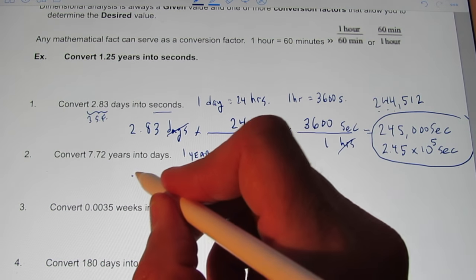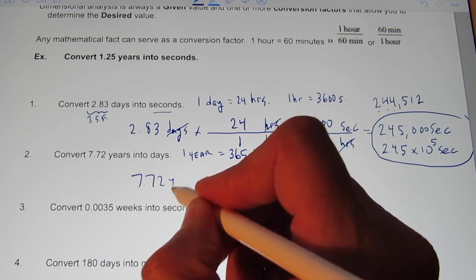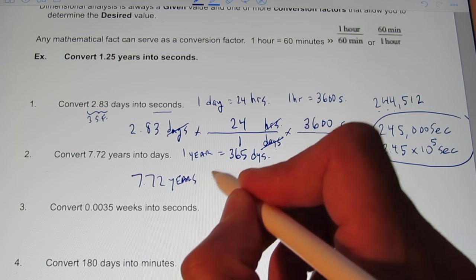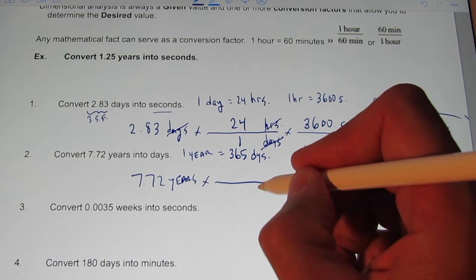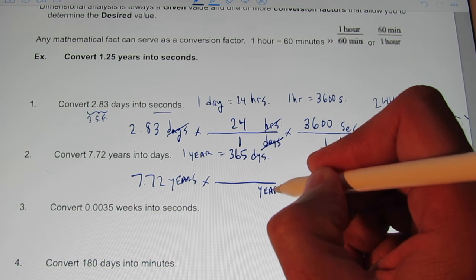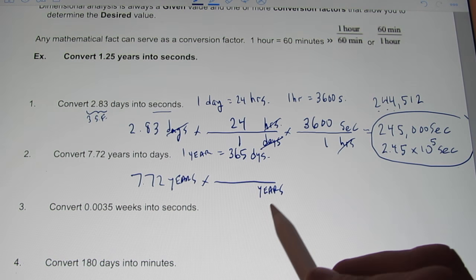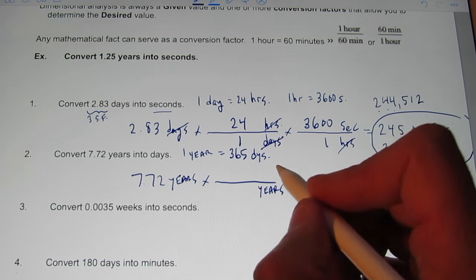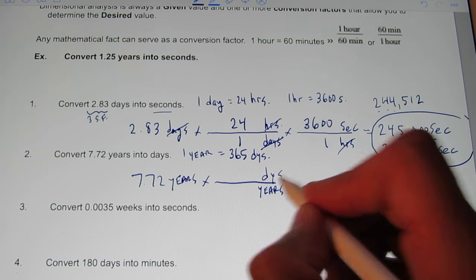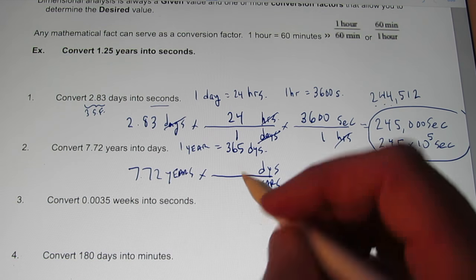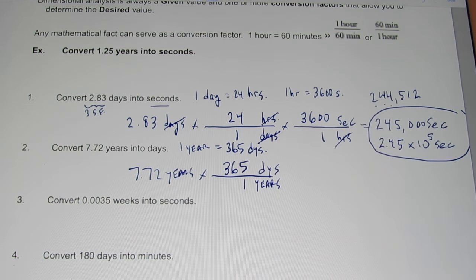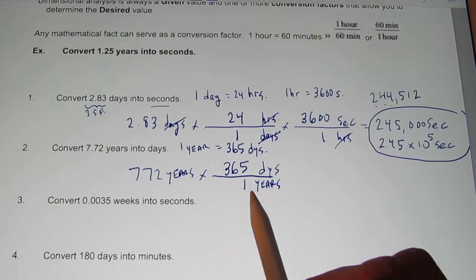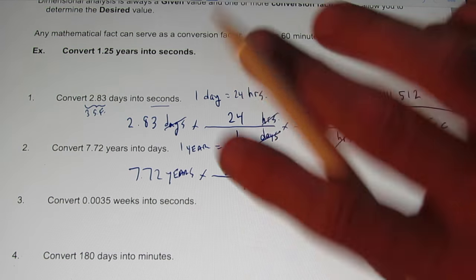So we're going to start with 7.72 years. We're going to multiply by a conversion factor. We're going to put years on the bottom. Always include your units. Don't just put numbers down here. Put the unit down. And we want to hop into days. What's my conversion factor? Well, 1 year has 365 days. It's not the other way around.